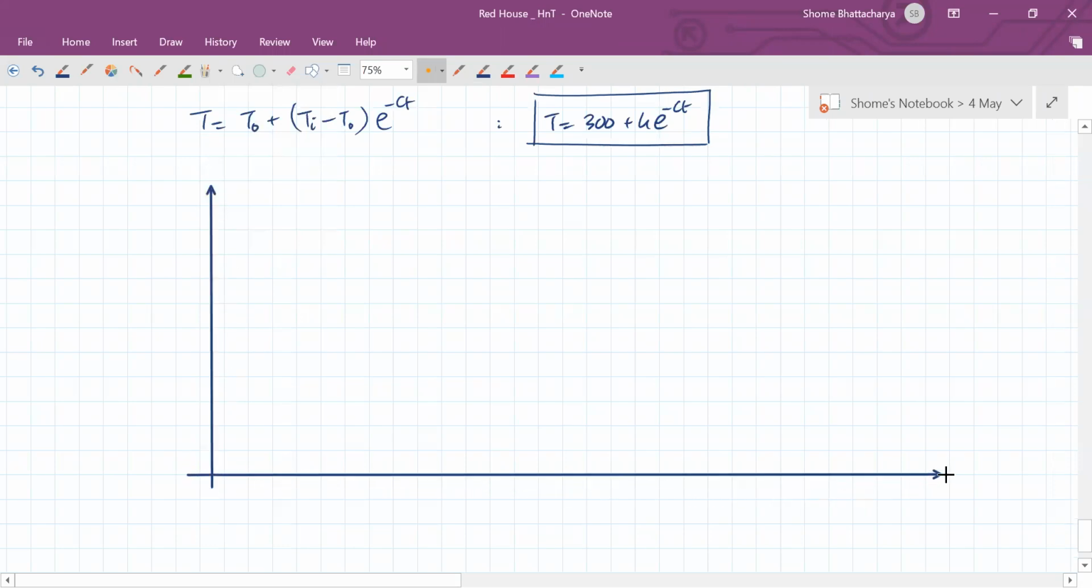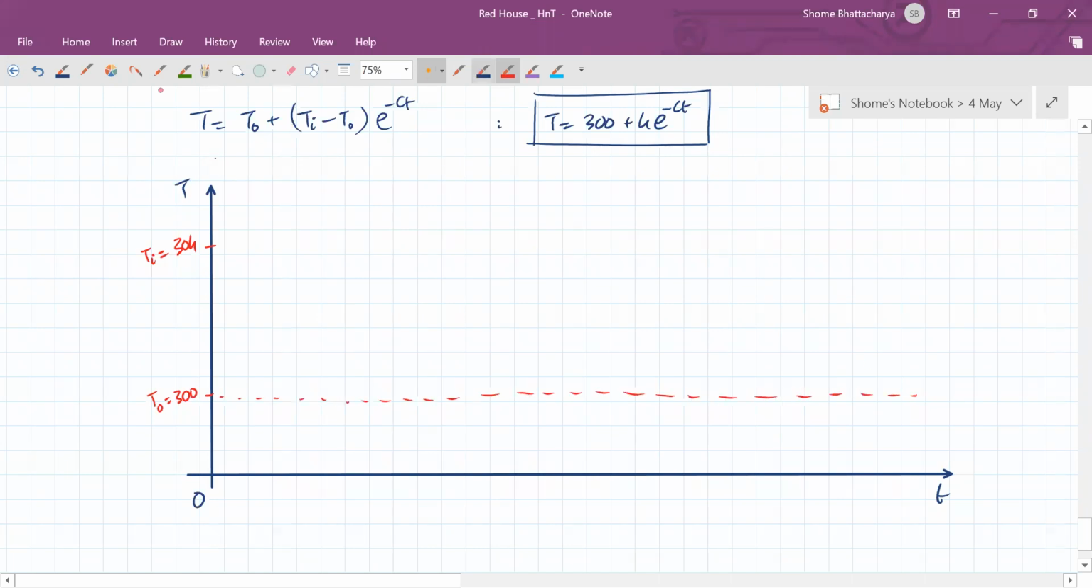It's not decaying from some value to 0, but it's decaying from 304 to 300. So the temperature is decaying with time from this initial value 304 to this final value, let's say 300. Actually, I've drawn it this way, but you can see that this difference is actually a very small difference. So this graph is not exactly drawn to scale.